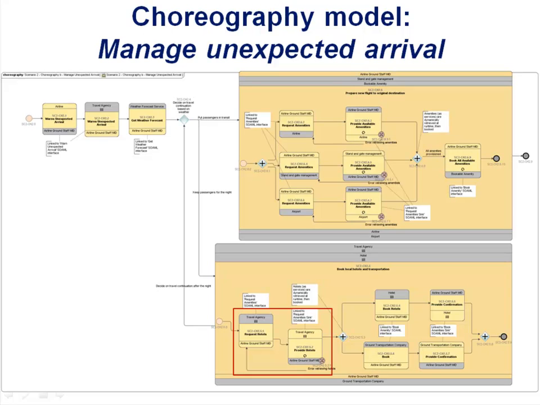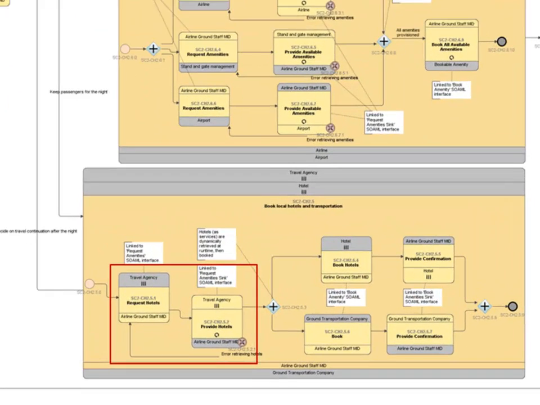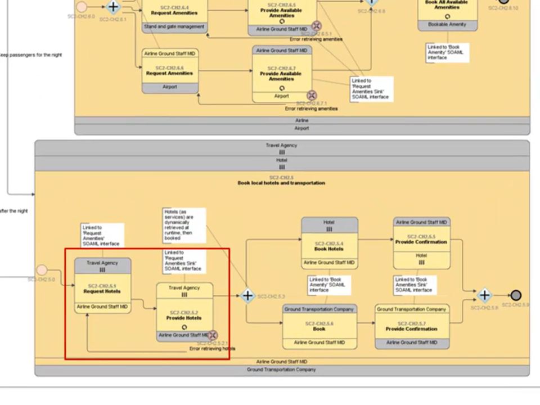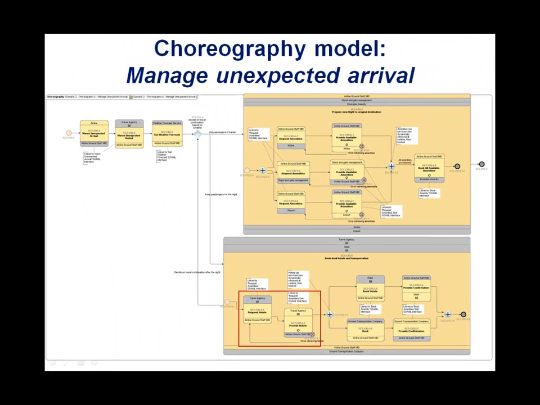So, this completes the domain expert process for providing design knowledge to create a first draft choreography model. We have only looked at 2 particular choreography tasks in this example, but the end result would look more like this complete choreography model for managing an unexpected arrival at an airport.